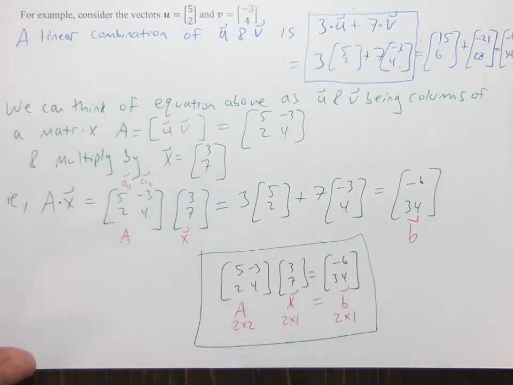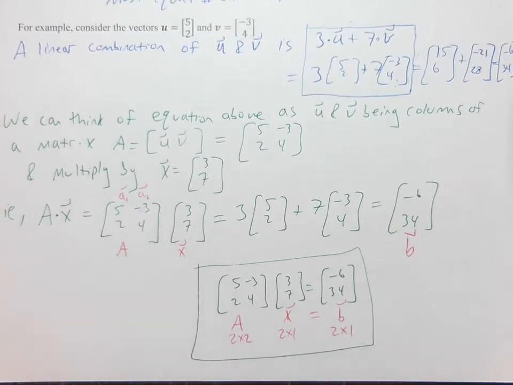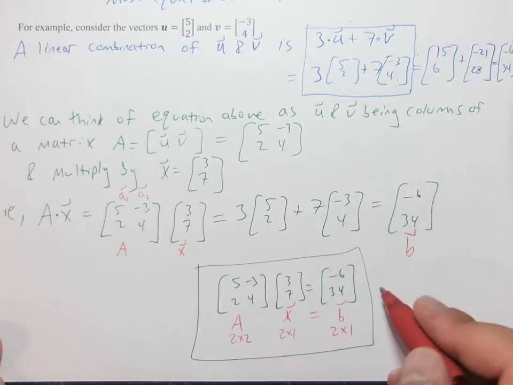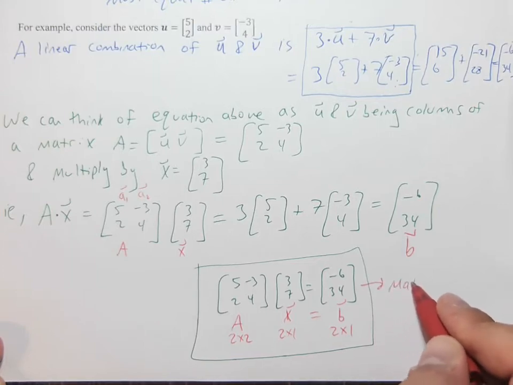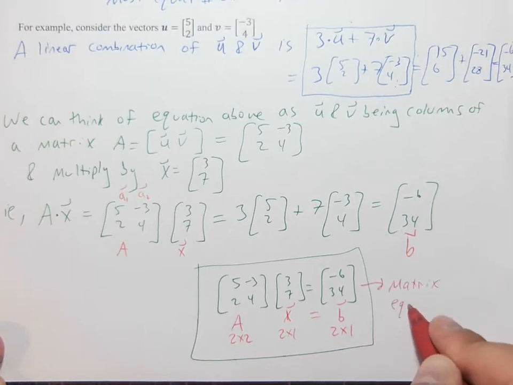Thinking back to some vocab, because you'll see some of these vocab words in homework and stuff. This is called a matrix equation, AX equals B. We would refer to this as a matrix equation because we're multiplying a matrix and a vector, and we get a vector. That's what makes it a matrix equation.